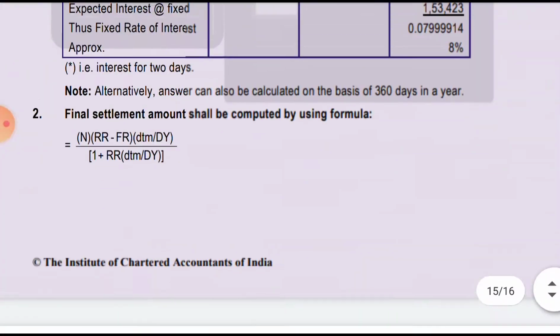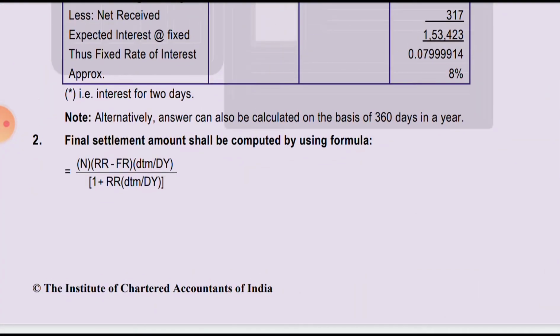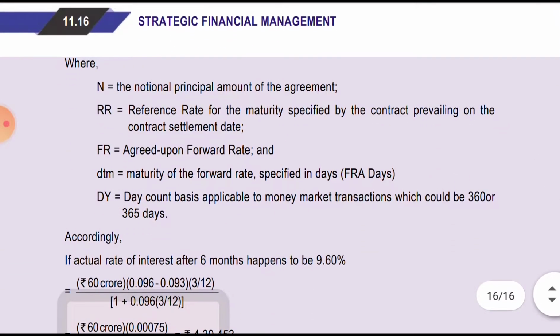Okay, so we'll quickly go through. The final settlement amount shall be computed by using the formula N into RR minus FR into the time period, divided by 1 plus RR into the time period. Here N is the notional principal amount of the agreement, RR is the reference rate for the maturity specified by the contract prevailing on the contract settlement date. That is, after 6 months, the actual rate is RR. Then FR is the forward rate, basically FRA. TM is the maturity of the forward rate, that is a 3 month period, 6 month period, 5 days period, 10 days period, any specific period.